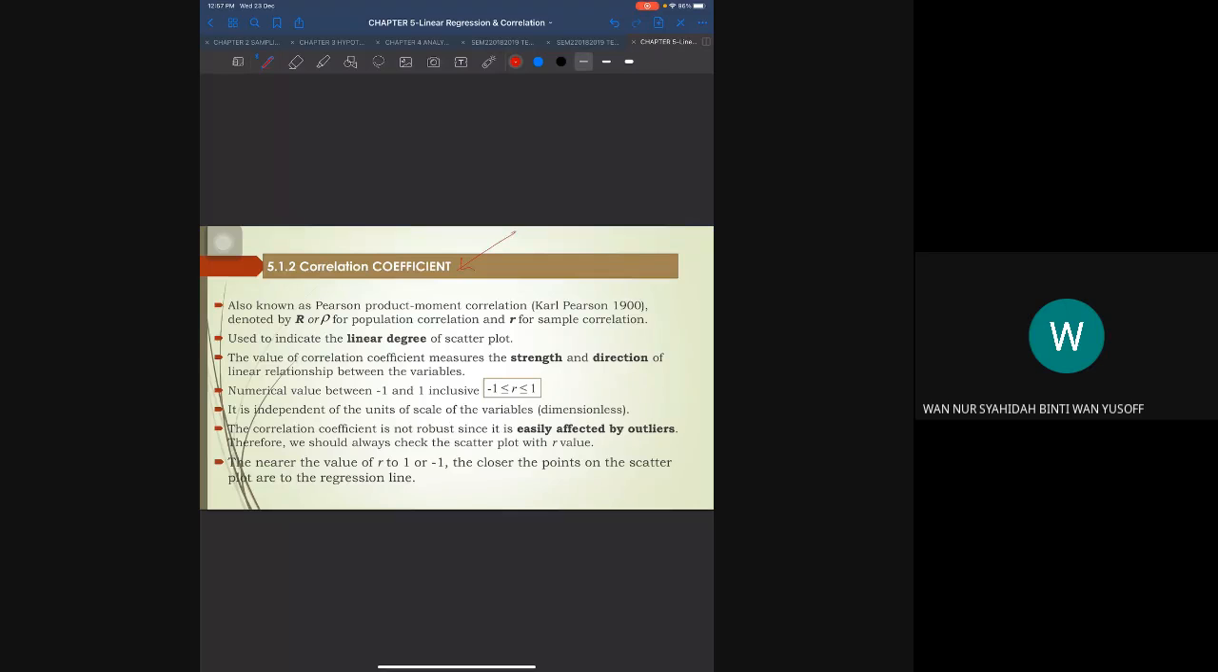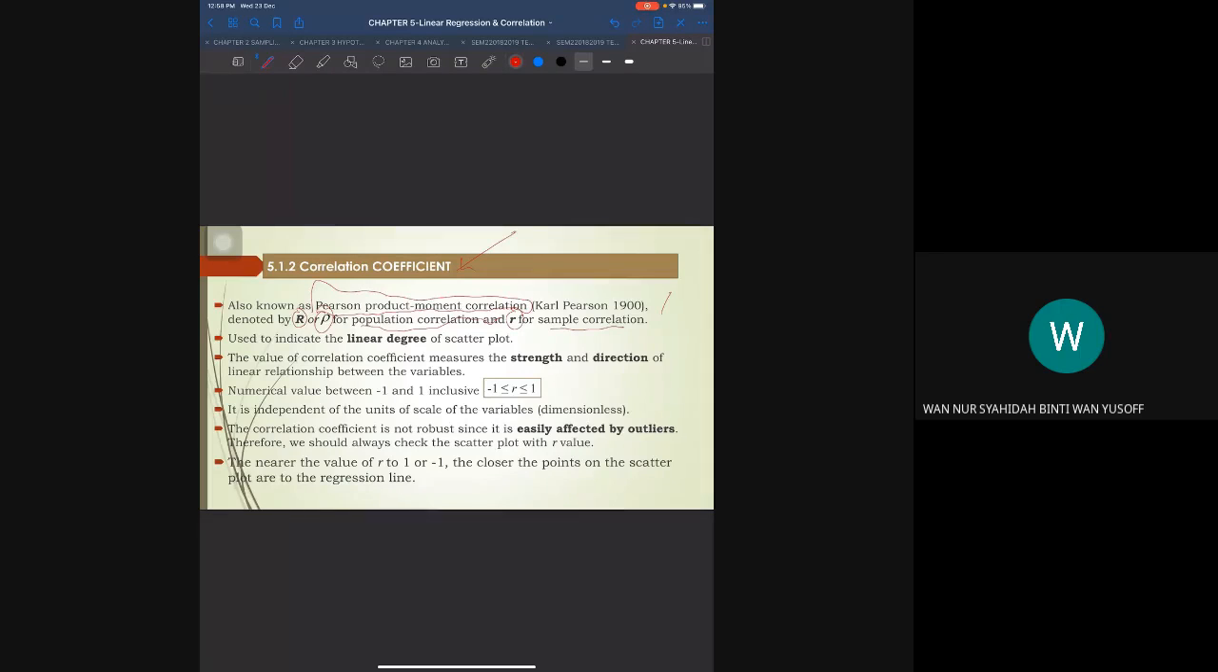Okay, so the correlation coefficient, also known as the Pearson product moment correlation, is denoted by capital R or rho for the population correlation. So if you have population data, then we use capital R or rho. But if you have sample data, then we use small r. Small r is for sample correlation, used to indicate the linear degree of the scatter plot.